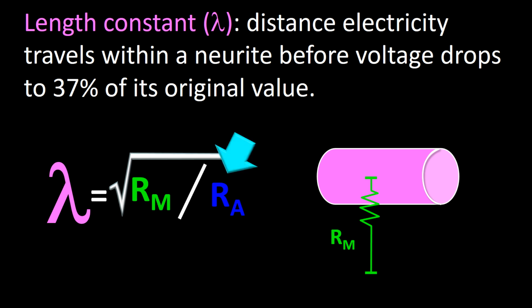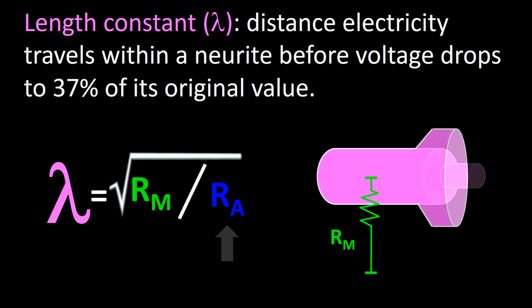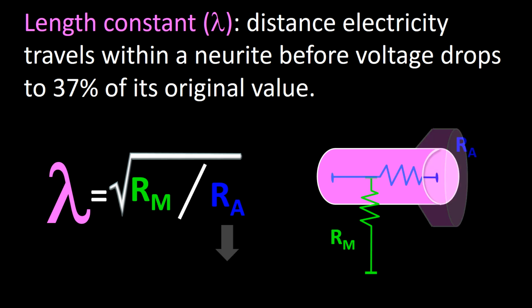Axial resistance can be thought of as the diameter of a cylinder, either making it narrower will increase axial resistance, or wider will decrease axial resistance. As shown here, axial resistance will be represented by the electrical symbol of resistance through the cylinder.